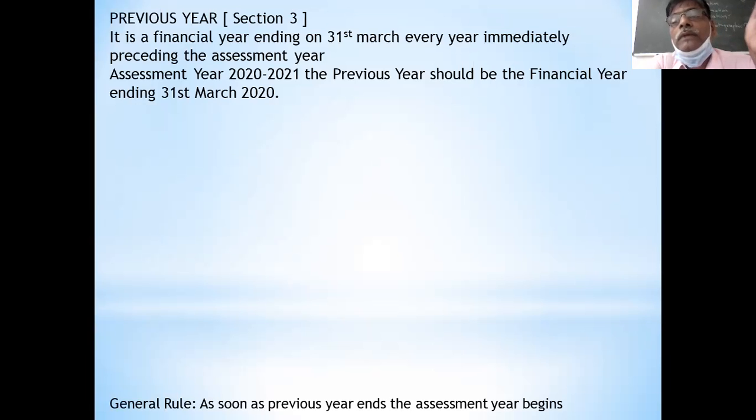It may start on 1st April or it may start after the 1st April, but it ends on 31st March every year, 31st March of next year. It must end on 31st March of every year, immediately preceding the assessment year. Immediately preceding the assessment year means before the assessment year starts. Assessment year starts on 1st April and ends on 31st March of the next year.